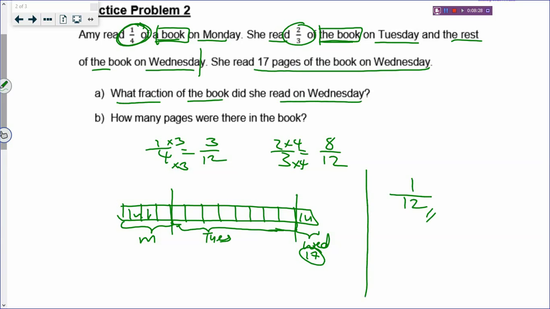So let's put 1 unit inside every box. And now let's look at part B. How many pages were there in the book? So if 1 unit is equal to 17, that's what you see in the model, then how many units are there altogether? There are 12 units, so that will be 12 times 17. So what is 12 times 17? You will have 204 pages in the book. So just a few steps only if you draw the model.